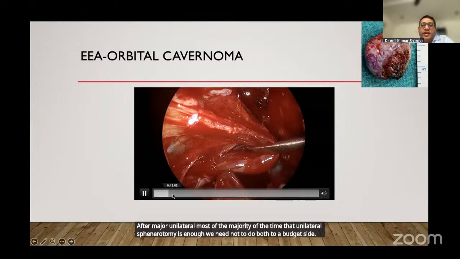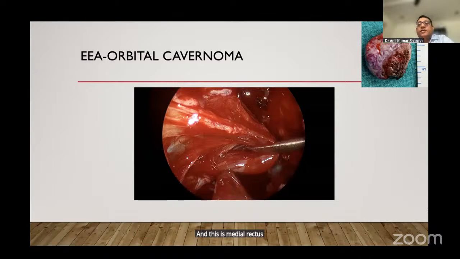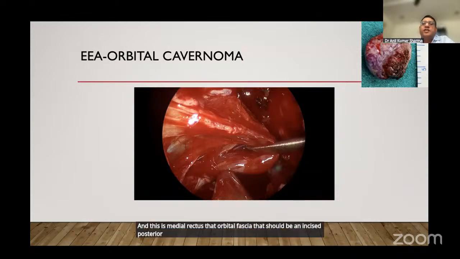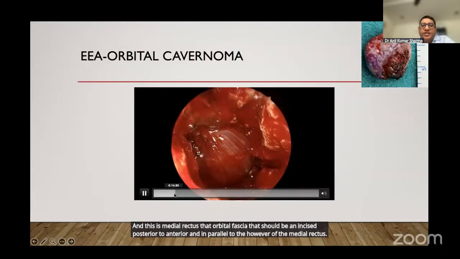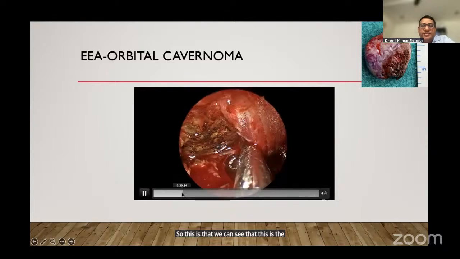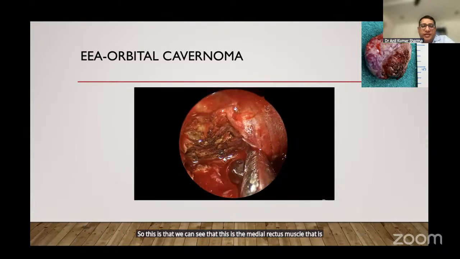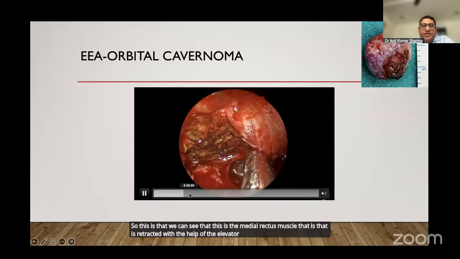And this is the medial rectus, and the orbital fascia should be incised posterior to anterior and in parallel to the fibers of the medial rectus. So we can see that this is the medial rectus muscle that is retracted with the help of the elevator, and we can appreciate the tumor.